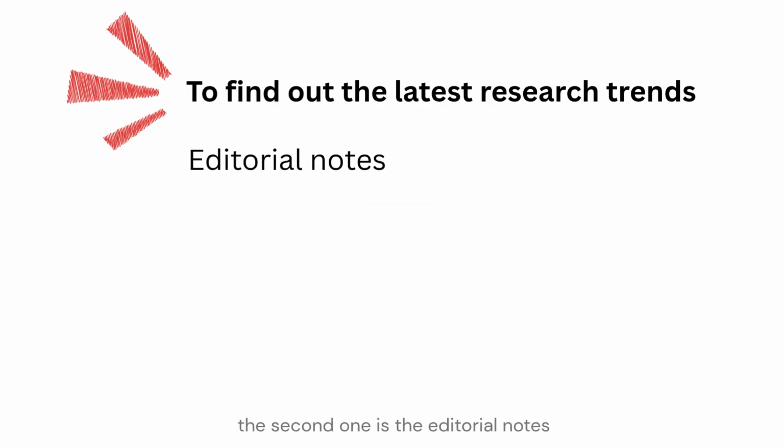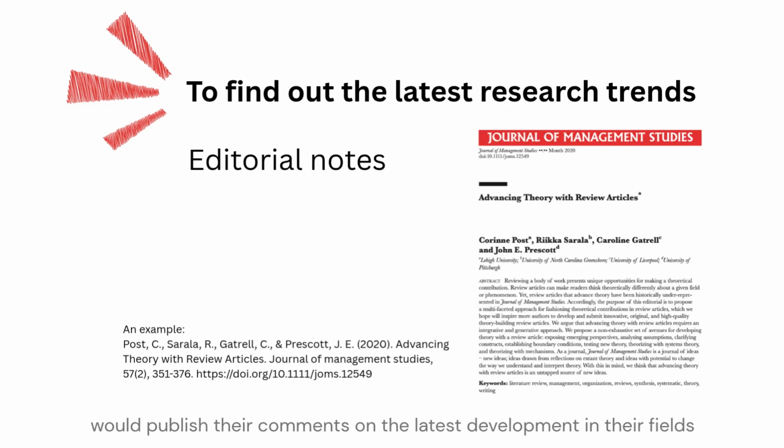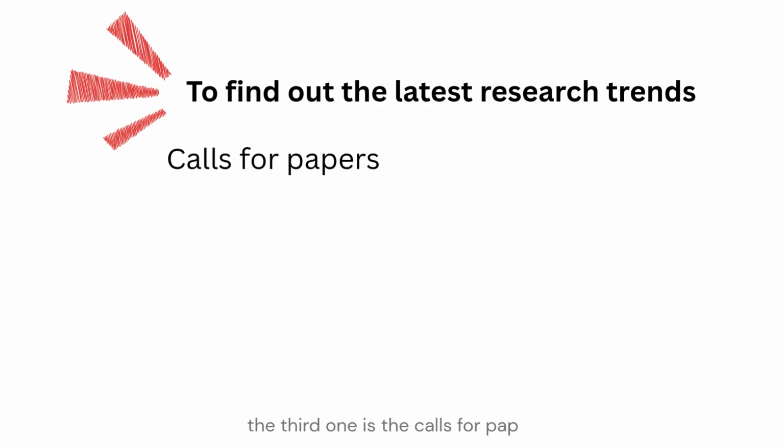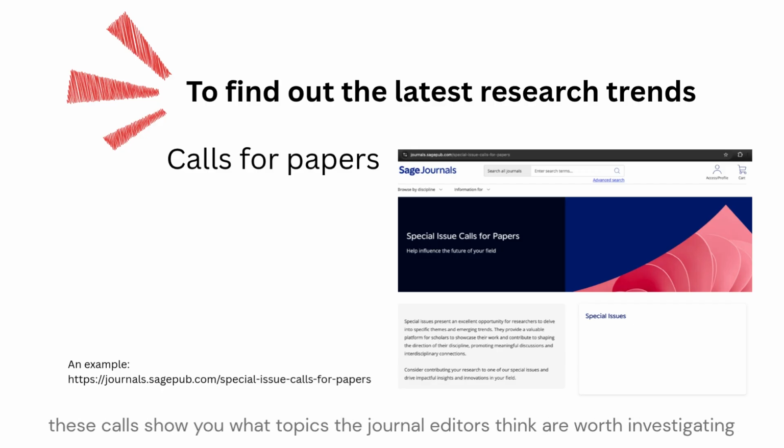The second one is the editorial notes. From time to time, the editorial teams of journals will publish their comments on the latest developments in the fields, and what papers they want the authors to write and submit. You can learn about the latest research interests there. The third one is the calls for paper. Some journals would post on their websites about what research topics they're going to work on, and invite authors to submit the work. These calls show you what topics the journal editors think are worth investigating.